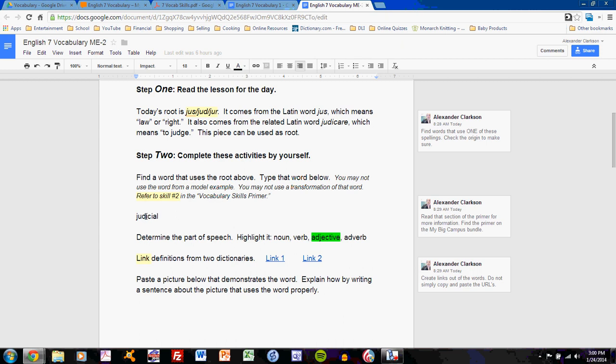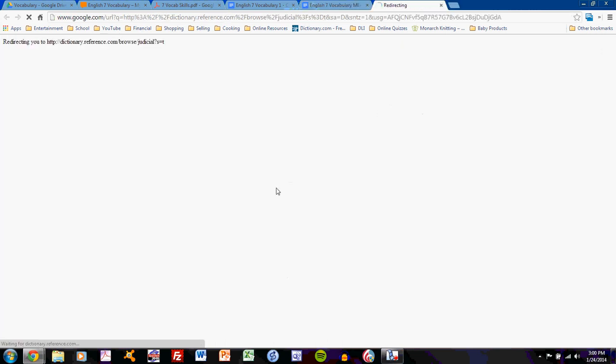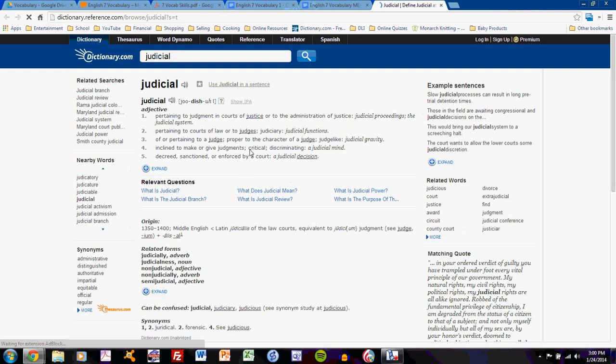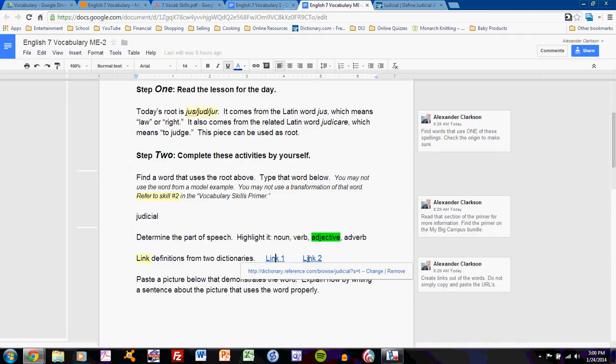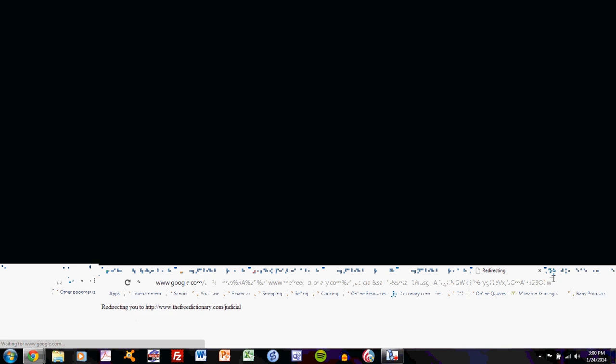In the model example, the word found is judicial. It's an adjective, and these are two dictionary definitions that will help understand the word. The first comes from dictionary.com. The second comes from the free dictionary.